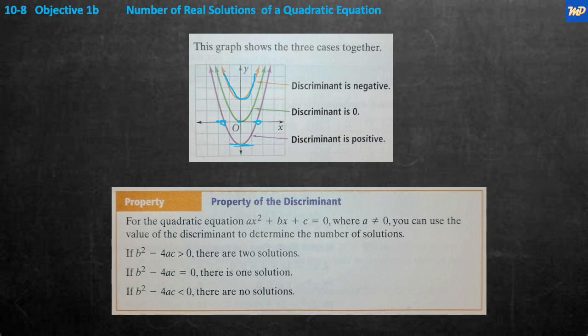So if b squared minus 4ac is greater than 0, there are 2 solutions. If b squared minus 4ac is equal to 0, there is 1 solution. And if b squared minus 4ac is less than 0, there are no solutions.